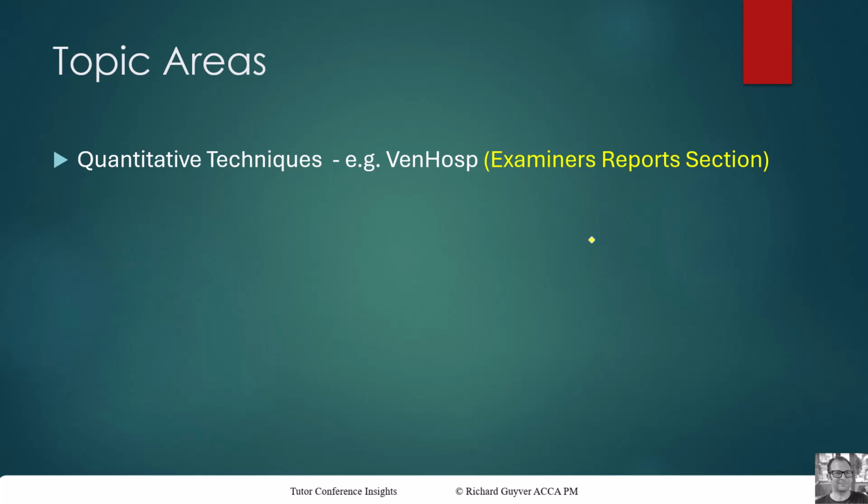I'm going to look at some key topic areas that were raised, and these are areas where students repeatedly struggle, and there are only 4 that they picked out. So the first one was quantitative techniques, and they used the example of this past paper question called VenHOSP as a good example of a question that students should study and try and understand the quantitative techniques that are within that, because this is what they're looking for.